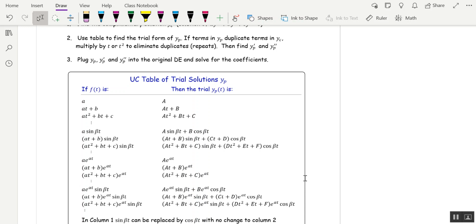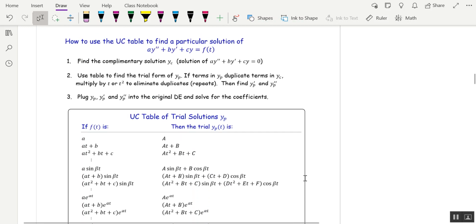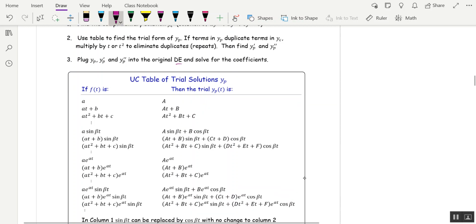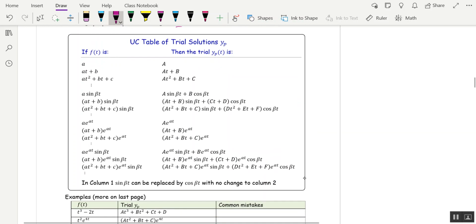And the reason why I say trial is you're going to have to check your YP against YC. If there are any repeats or duplicates, same thing, you're going to have to multiply by t so that you won't have any duplicates. I'll explain that in a minute. Then you're going to find YP prime, YP double prime, plug all of those into the original differential equation and solve for the coefficients.